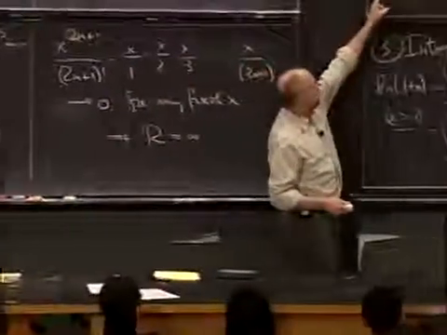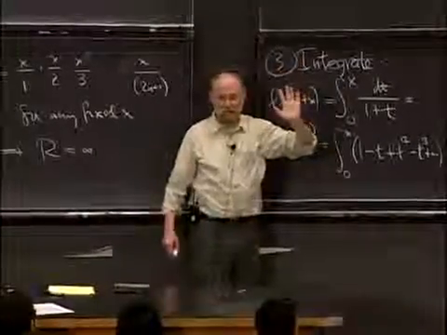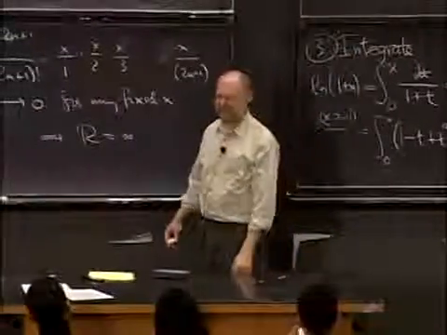Well, in this case, both of the radii of convergence are infinity. X has radius of convergence infinity for sure, and sine of x does too. So you get infinity in that case. Okay?